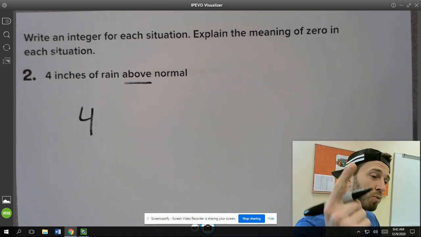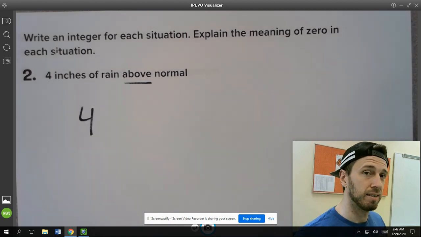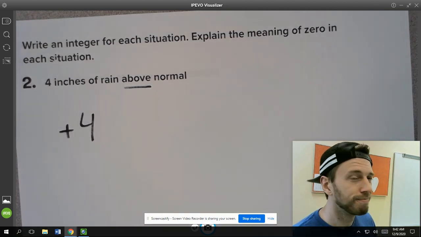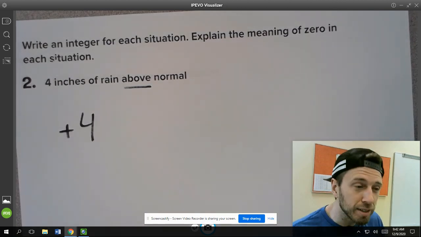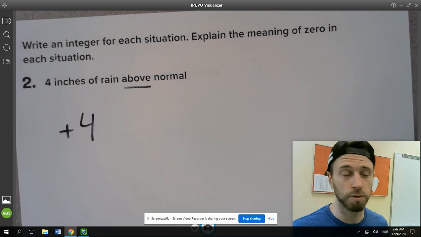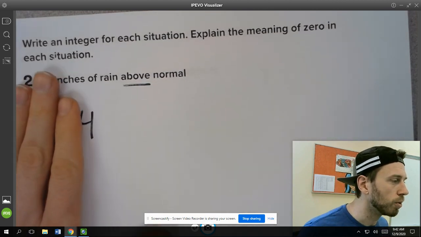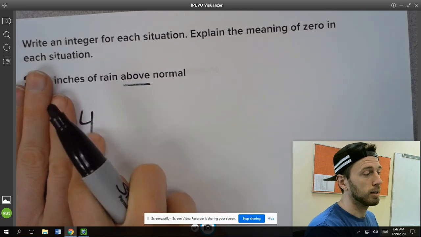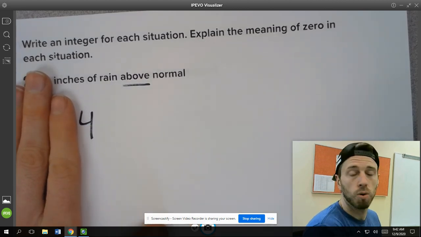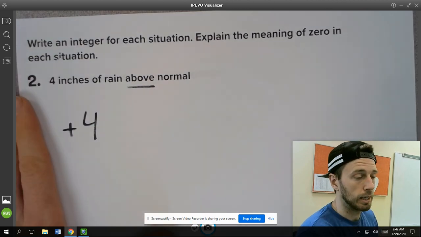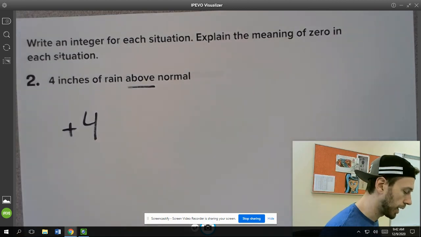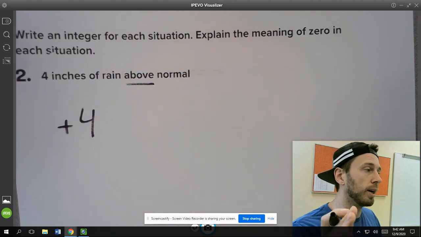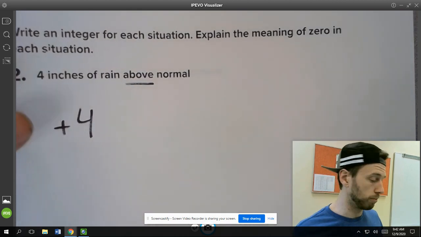But have you ever written a plus sign in front of your positive numbers to show that they're positive? No, we never have, right? Every single number we've ever used, we never put a plus sign in front of it. So you don't have to. You can if you want to, you're not wrong. But just writing the number positive by itself is totally fine. It does not need a plus sign in front of it. But some people do that. Okay. So what we would say is that this is a positive 4 in this case. So there's 4 inches of rain above normal. Be positive.